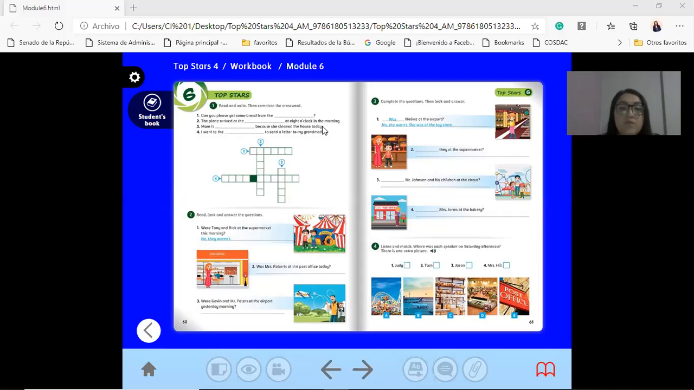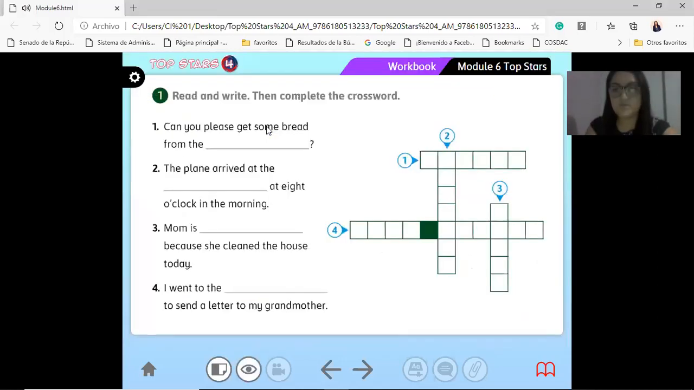Very good. We have this exercise. Let's read and write, then complete the crossword. Can you please get some bread from the... what word is it? ¿Cómo se llama el lugar donde podemos comprar pan? This is vocabulary from your unit 6. And then we have in here, we can get some bread from the bakery.